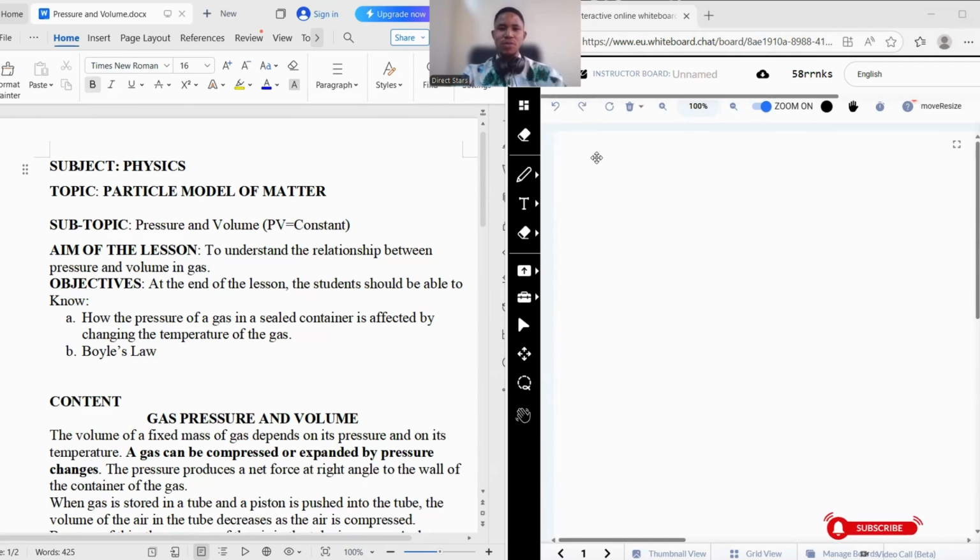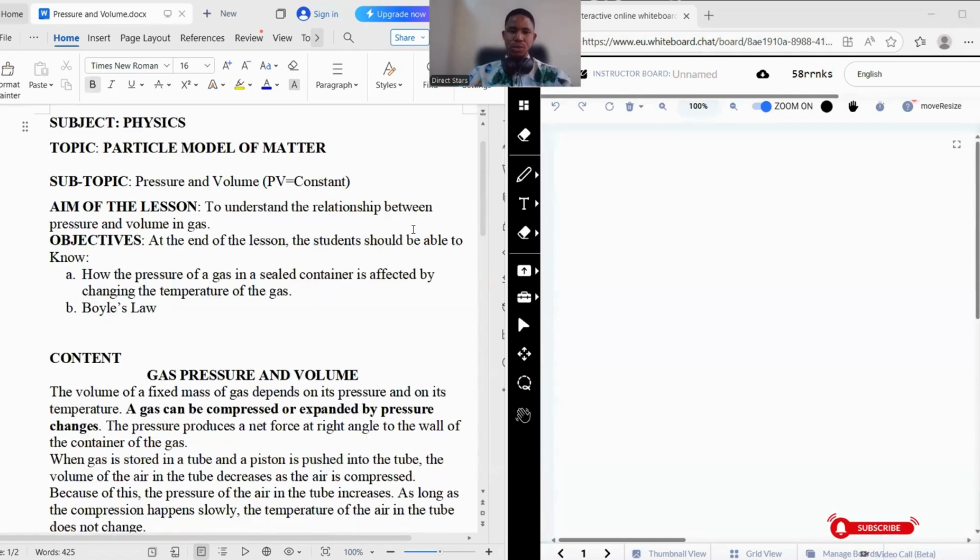Our subject for today is physics, while the topic is the particle model of matter, and the subtopic is pressure and volume, PV equals constant. The aim of today's lesson is for you to understand the relationship between pressure and volume in a gas. The objective is to learn how the pressure of a gas in a sealed container is affected by a change in temperature of the gas, and what Boyle's law is. Let's move to the content.